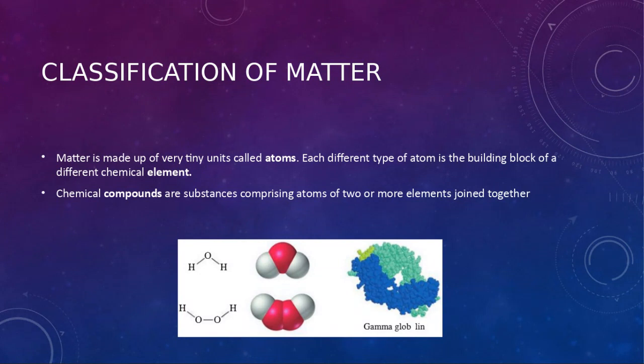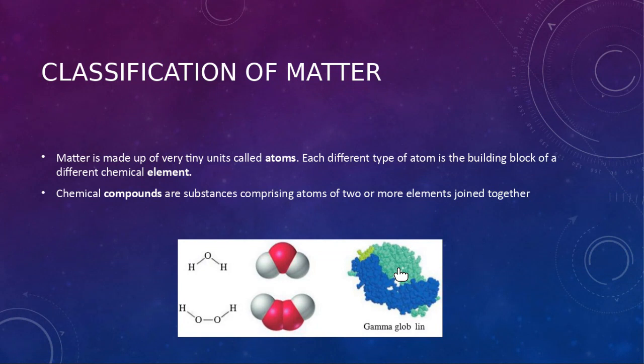And here's the water molecule, and this is the hydrogen peroxide molecule. It has only one oxygen more than the water, and this is the gamma globulin. This is the general, we can call that the protein molecule here.